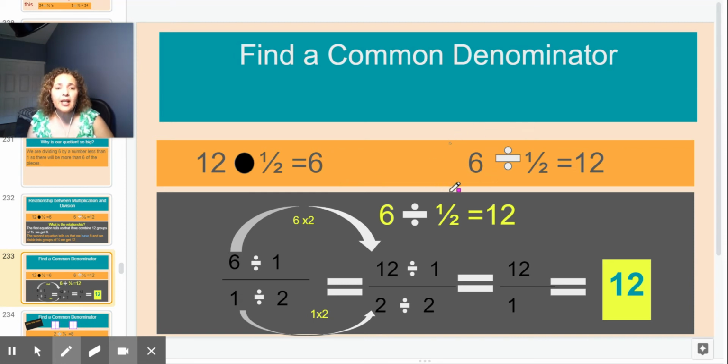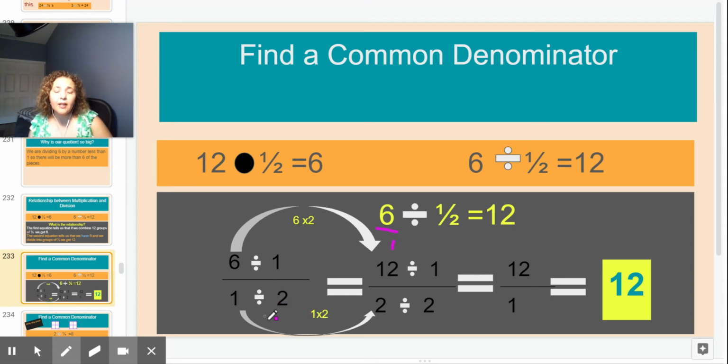Okay, so I'm going to take my 6 divided by 1/2, my original, and I know that I have to put a 1 underneath, right? So it's right here. 6 over 1 is the same thing as 6 divided by 1, divided by 1/2. So I'm going to divide by 1/2. So remember how we did the multiplication? Same way.